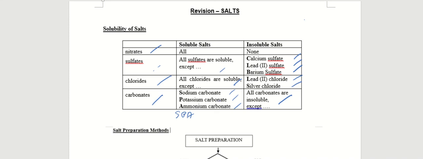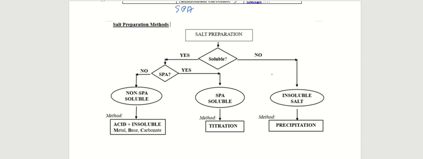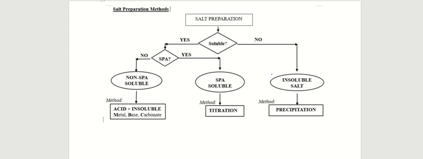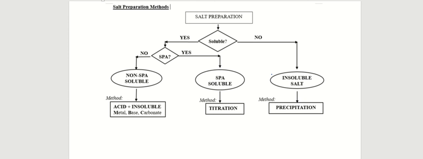Okay. Now, once you have memorized the solubility table, it would be also good for you to know the different salt preparation methods. Typically, before you can say what kind of materials you need to prepare a certain salt, you need to know what kind of salt it is, because the kind of salt will determine the materials you need to prepare the salt. So, whenever you are given a salt, ask yourself first of all, what kind of salt is it? We ask ourselves whether or not the salt is soluble.